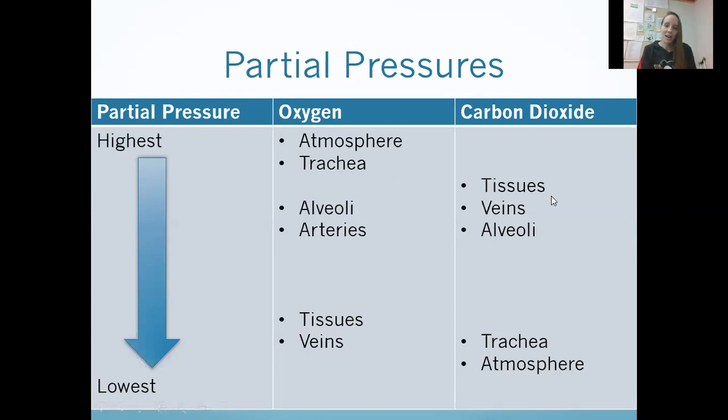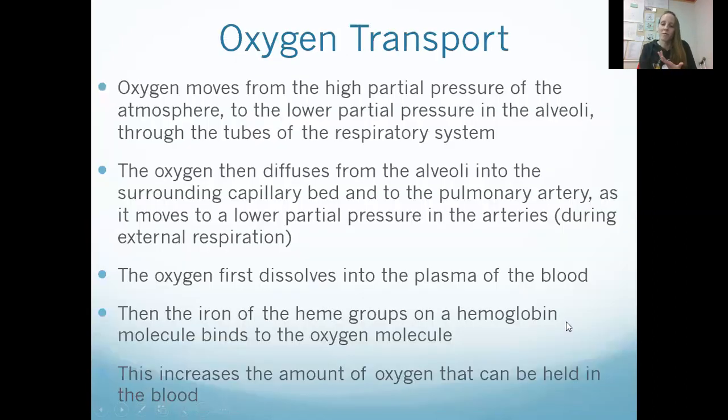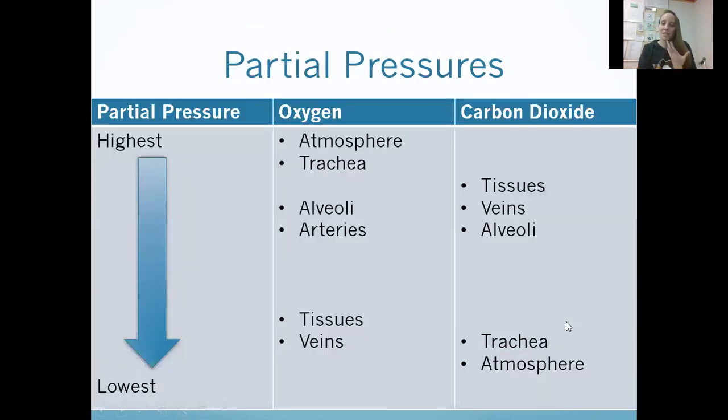For carbon dioxide, the partial pressure is highest in the tissues. That causes the carbon dioxide to diffuse into the veins. Once it gets to the lungs, it'll diffuse into the alveoli because that has a lower partial pressure. From there, it'll diffuse up through the respiratory system until we get to the trachea, and then eventually completely out of the body into the atmosphere.